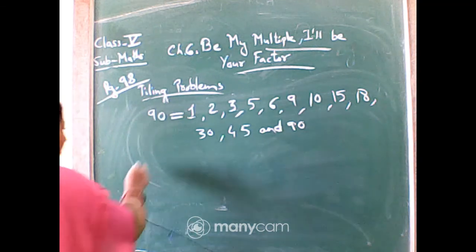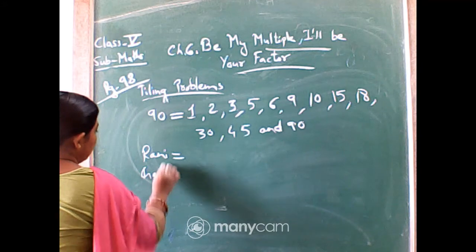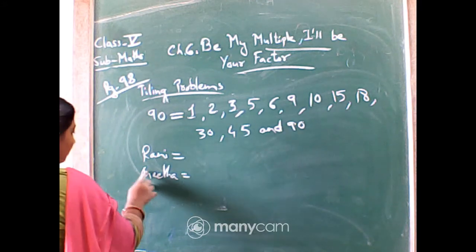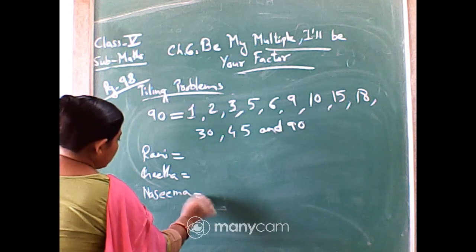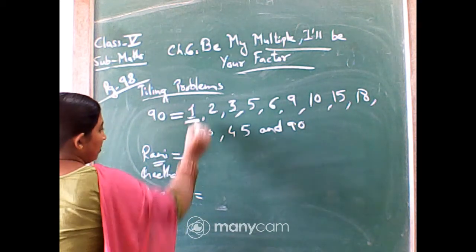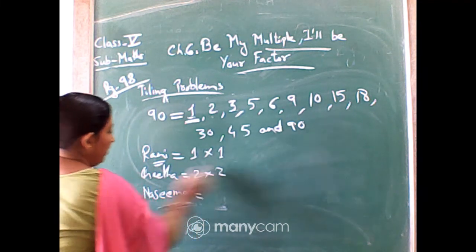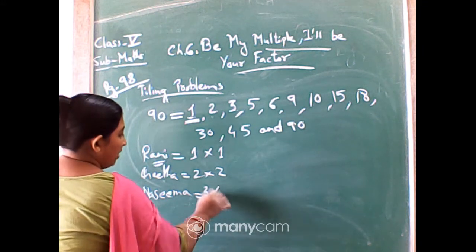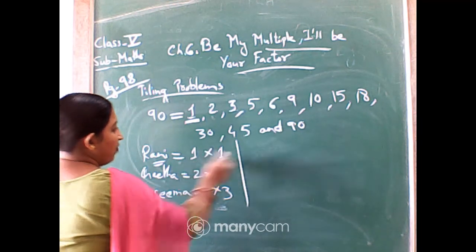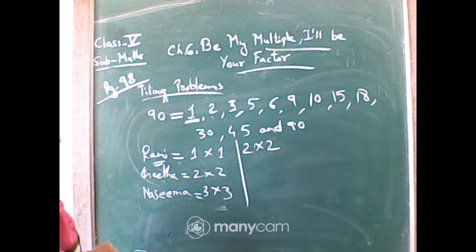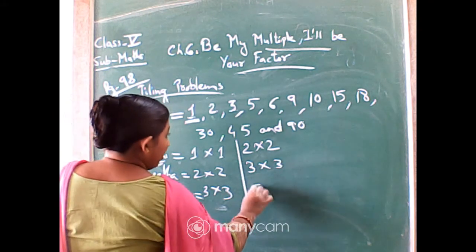Okay, first one, Rani is taking the first one. Then Geeta is taking the second one, the middle one, and Nasima is taking the longest one. Now suppose Rani is choosing this one, so 1 by 1 she will use. Naturally the next one is 2, so 2 by 2 she will use. Now Nasima has to take 3 by 3. Now the second option is that Rani is choosing 2 by 2 in place of 1. Naturally Geeta will take 3 by 3 and Nasima will take 5 by 5.